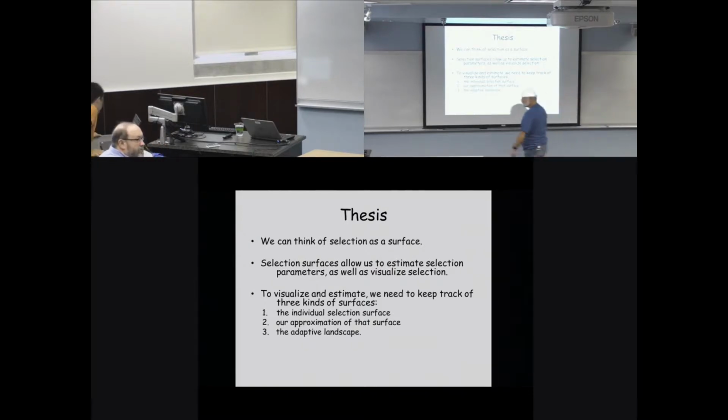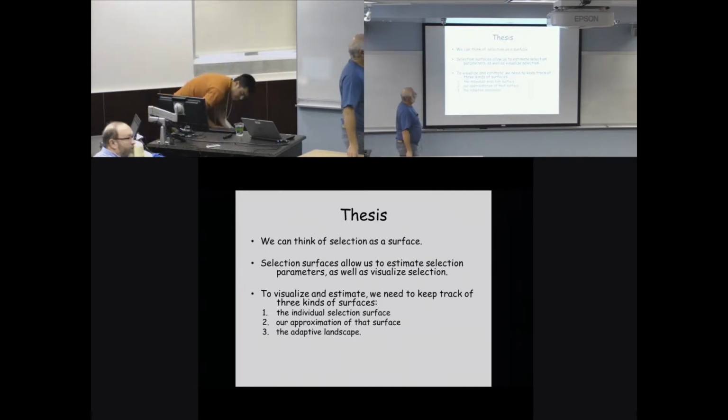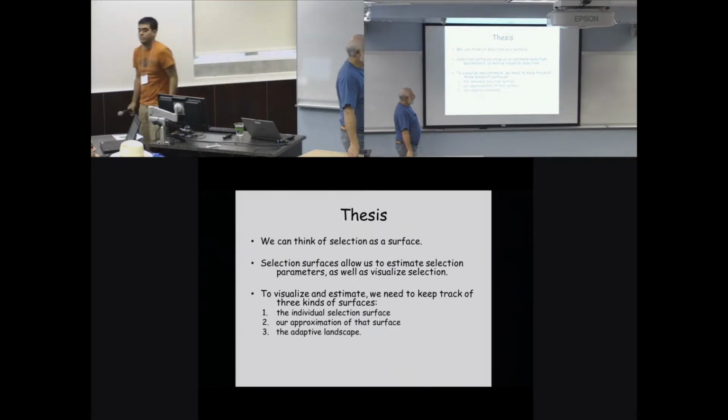Why do we need number 2 to deal with number 1, the approximation of 1, but we can deal with 3 directly? Why don't we need an approximation of an adaptive landscape? Well, we're going to approximate the individual selection surface.